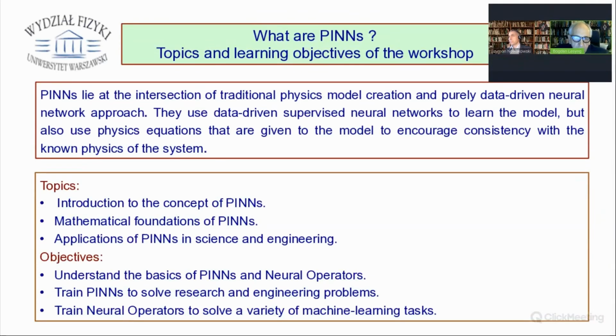Regarding topics, we'll provide you an introduction to the concept of PINNs, mathematical foundations, as well as applications of PINNs in science and engineering. Regarding objectives, they are related to understanding the basics of PINNs and neural operators, training PINNs to solve research and engineering problems, as well as training neural operators to solve a variety of machine learning tasks.